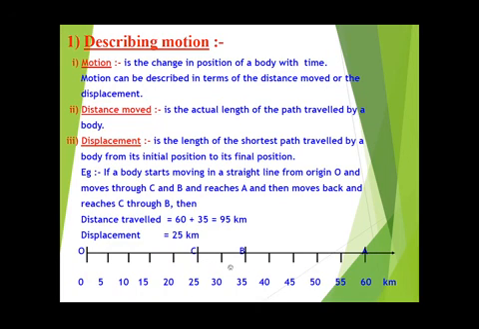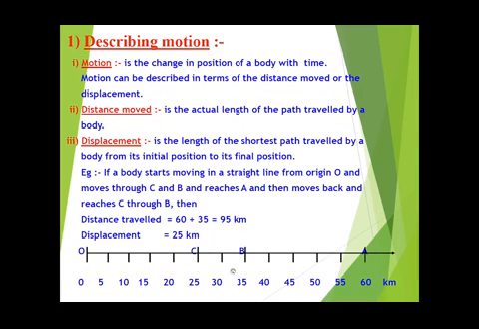In doing so, the distance travelled by this body is equal to OA, that is 60 km, plus AB, that is 60 minus 35 kilometers, plus the distance BC. So the distance travelled from point O to reach point C via A and B is 95 km. So this is the distance travelled.